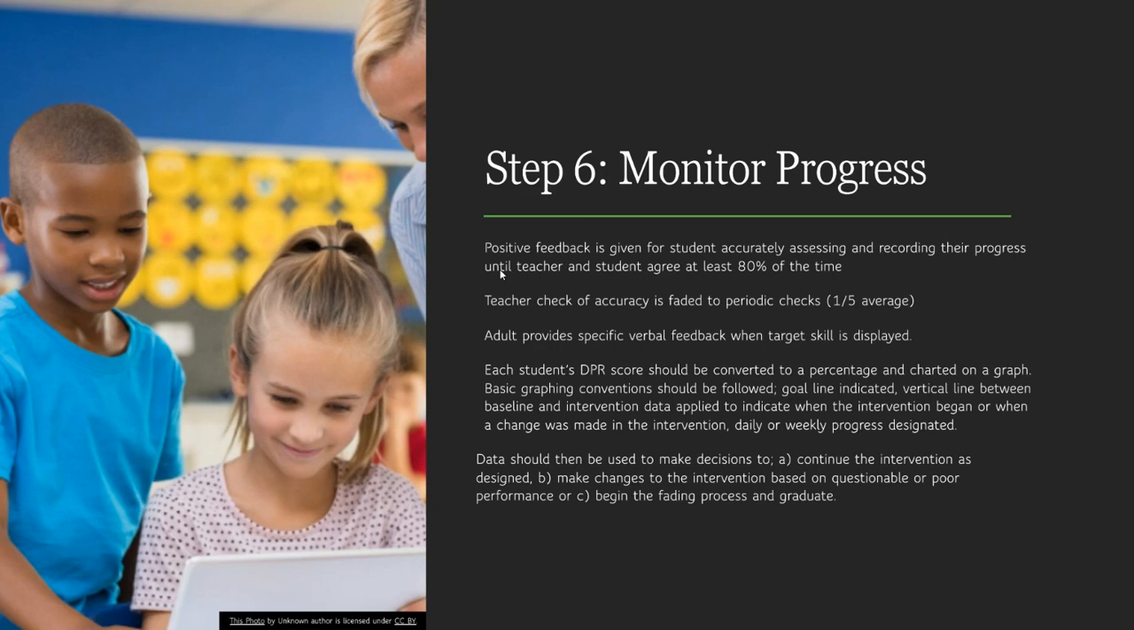After they've reached that 80% of the time, again, that teacher check is going to be faded to one time per week where we're checking in and making sure that they are using that. And again, each student's DPR should be converted to a percentage and charted on a graph, just like our other interventions. We know those basic graphing conventions means we need a goal line, we need a vertical line between the baseline and the intervention data line to indicate the phase and when that intervention began. We need that trend line to track their progress towards their goals.